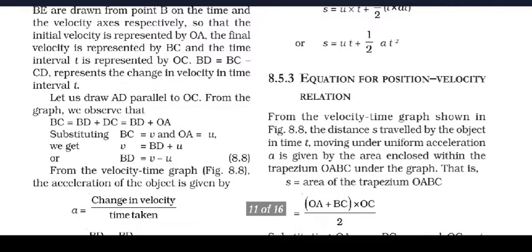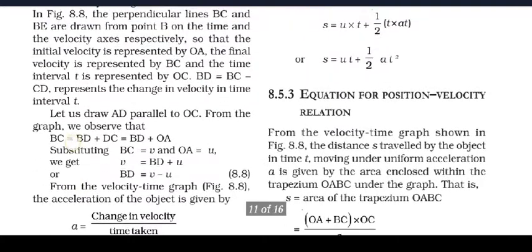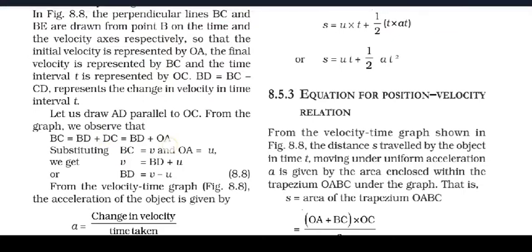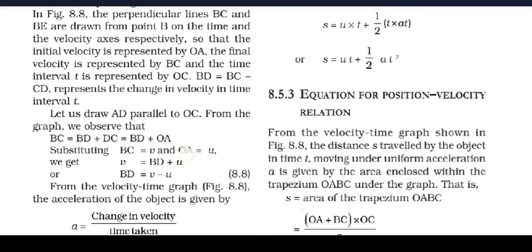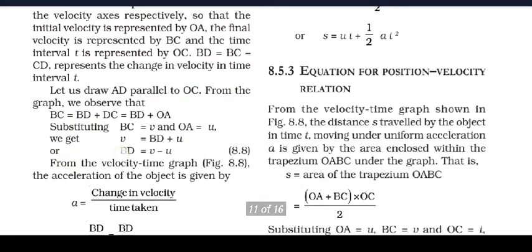If DC is parallel to OA, then we can also say that BC is equal to BD plus OA. Here, BC is equal to what? BC is equal to the final velocity, that is V. And OA is equal to the initial velocity. Okay, now we will go through this.